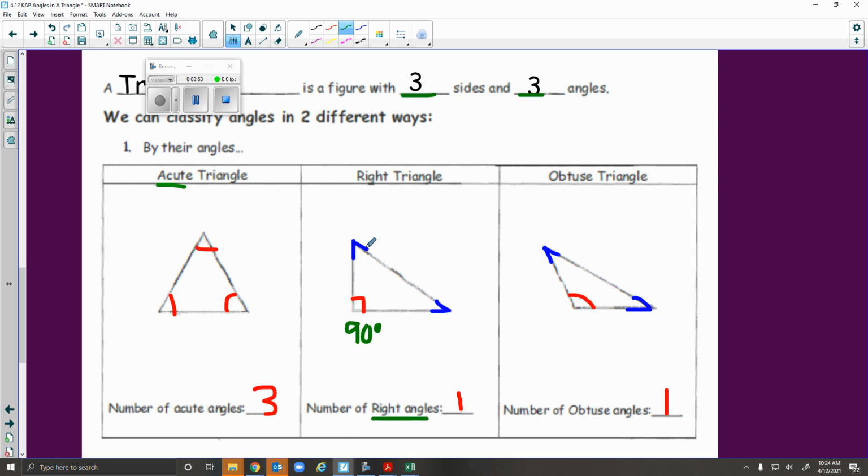That'll be important later to note that if we've got something that's a right triangle or an obtuse triangle, the other two angles must be acute angles. It cannot be anything else. Okay, an obtuse triangle has one obtuse angle, meaning bigger than 90, and then the other two angles are exactly acute angles. They have to be acute angles. It cannot be anything else.